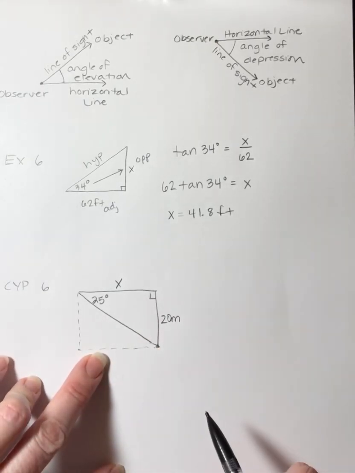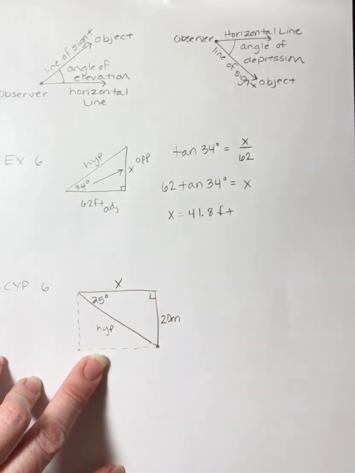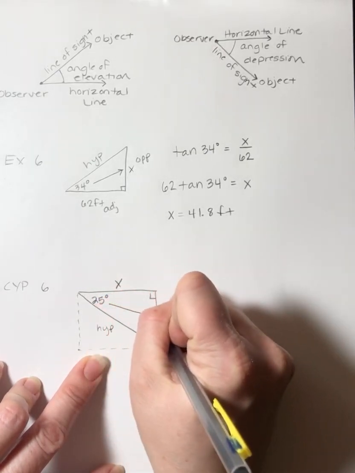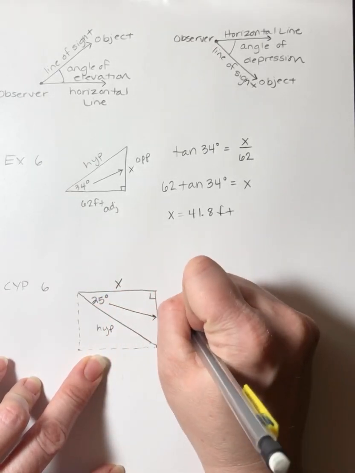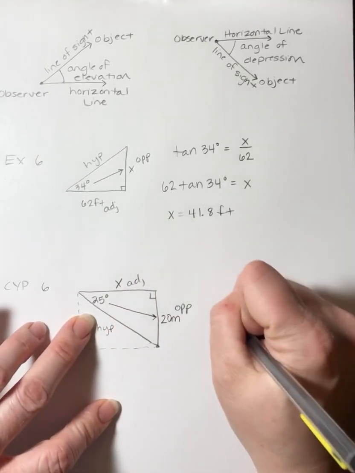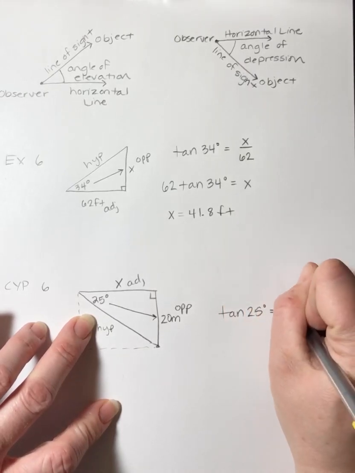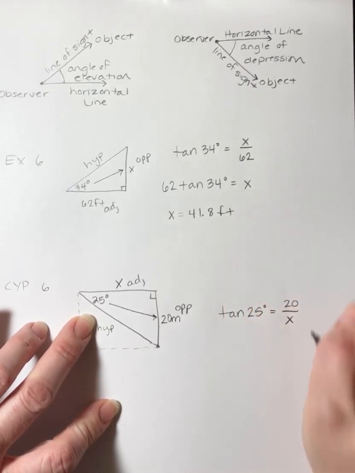So, sine, cosine, or tangent. This is my hypotenuse. They didn't give that to me. This is my side opposite, and this is my side adjacent. So, the tangent of 25 degrees is equal to opposite over adjacent.